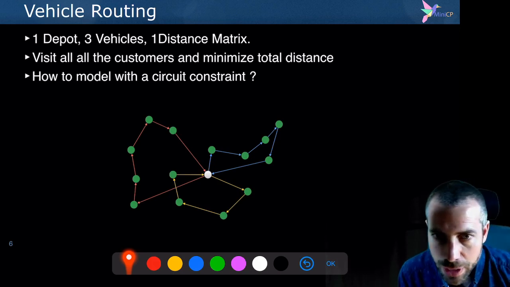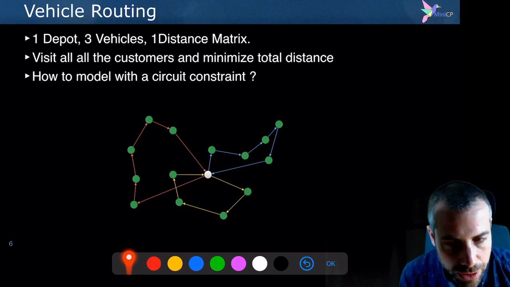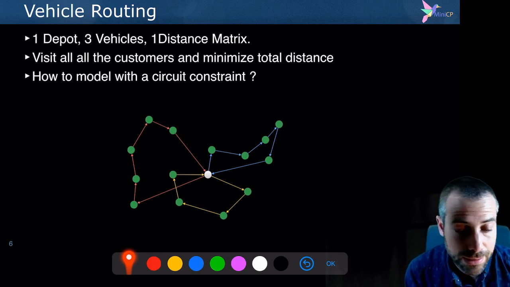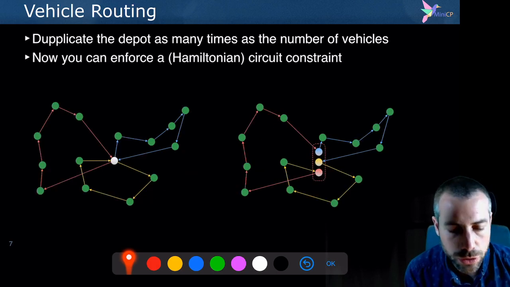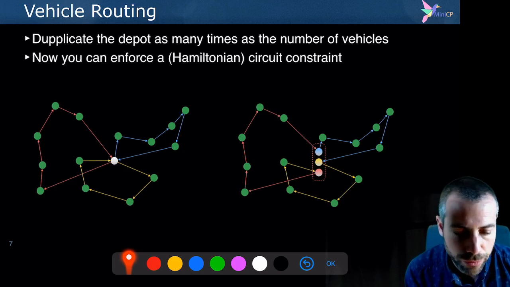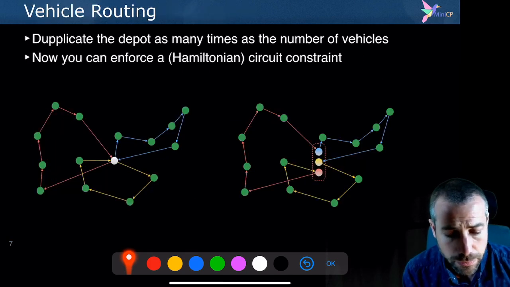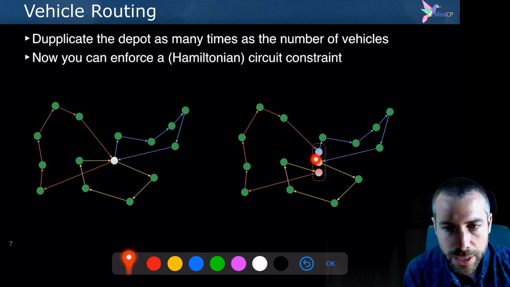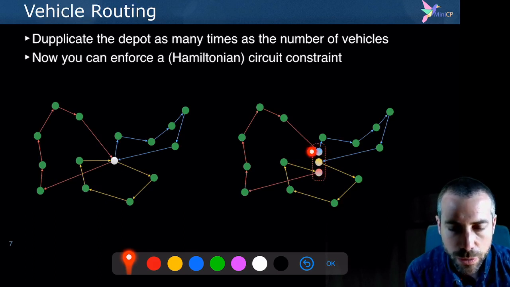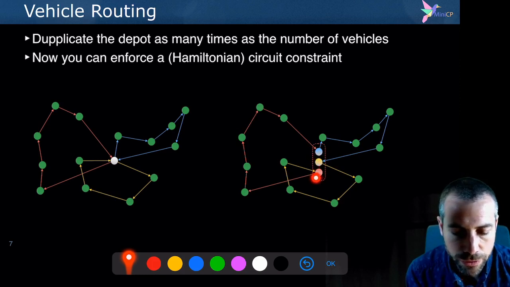And so there is an easy modeling trick to solve that problem with just one circuit constraint that I will explain now. This is a modeling trick that consists in decoupling or replicating the depot node as many times as the number of vehicles that you can use. In this case, we have three vehicles, so it means that I will replicate artificially the depot 3 times. But every depot that I replicate, I will give it a color, which is the starting vehicle. So this one will be the start of the blue one, this one will be the start of the yellow one, and this one will be the start of the red one.